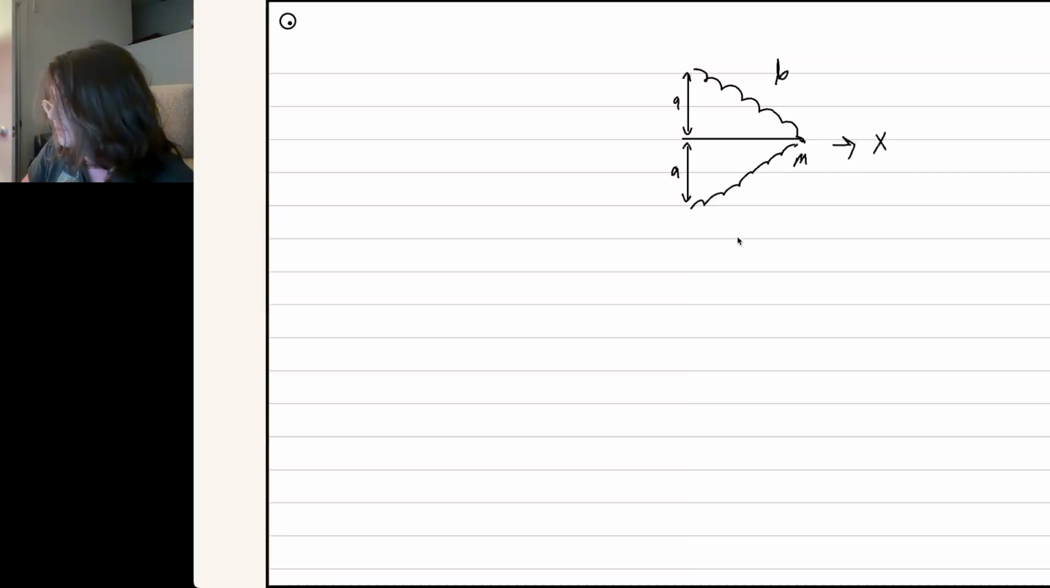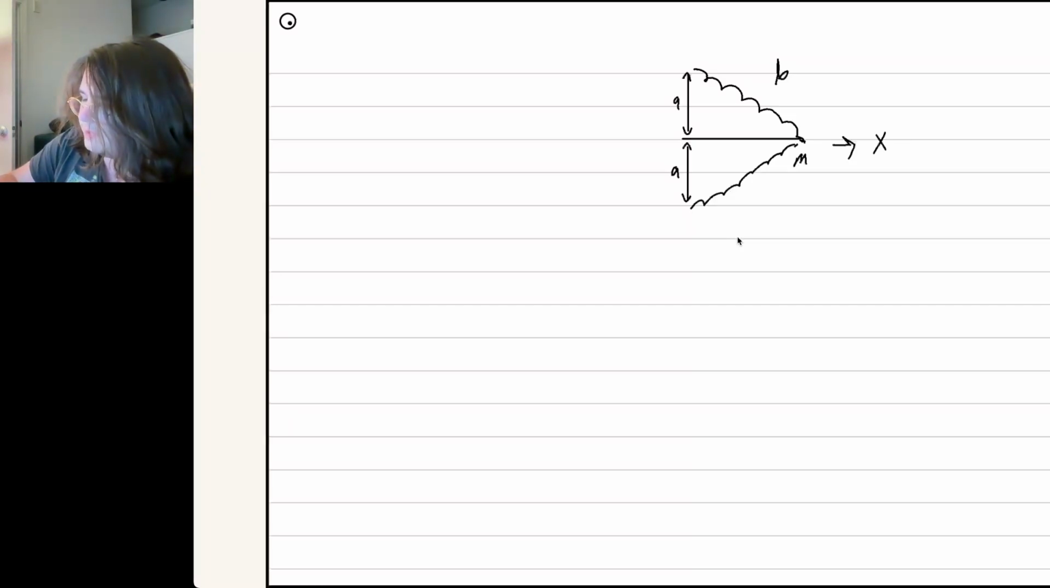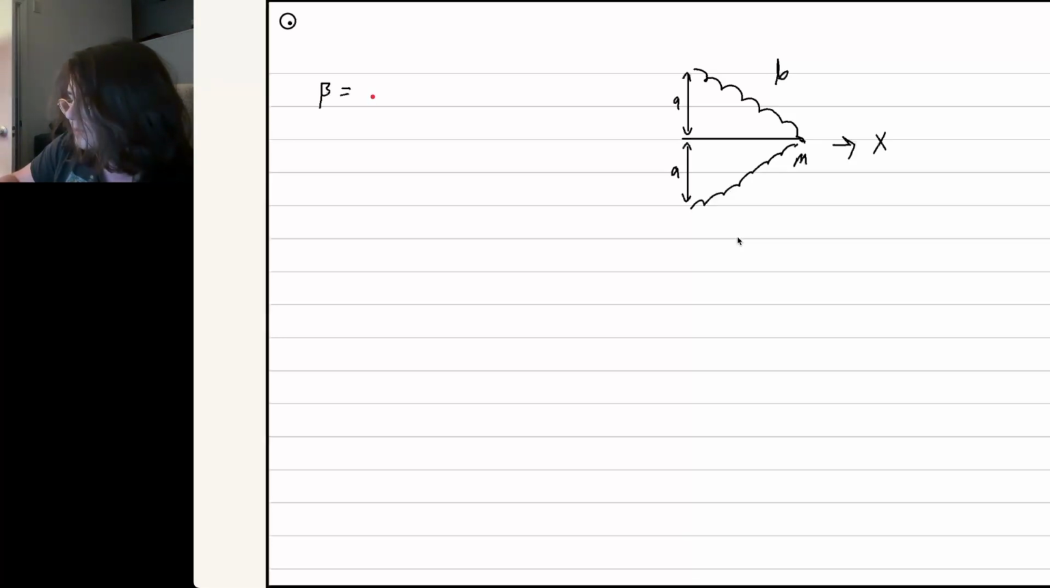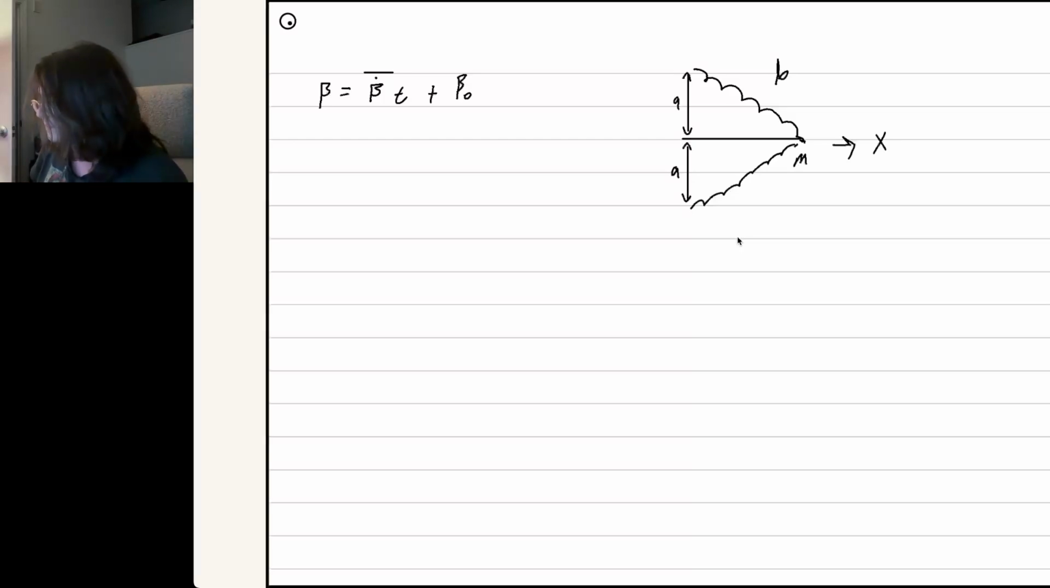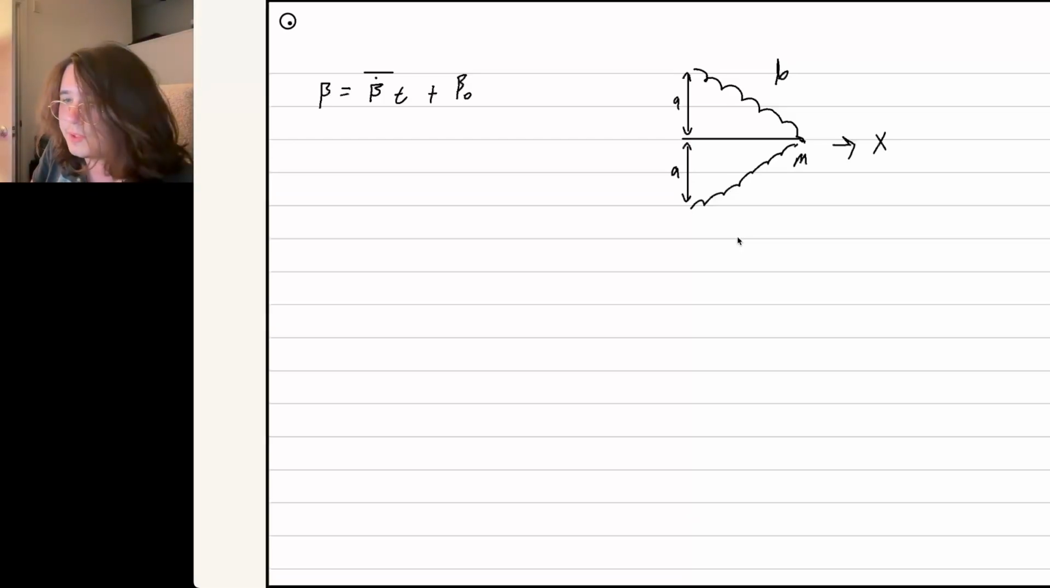So, perturbation theory in this context, we're looking for the change in angle over time as second order in A, I think it says, which means we're going to be looking for some angle beta, which is going to be dependent upon some average of beta dot times t plus some constant beta naught. We're looking for the beta dot term. So that's going to come about using action angle variables and stuff.